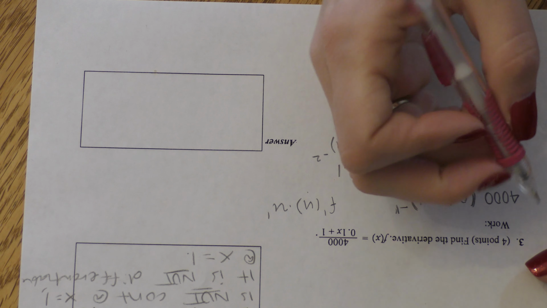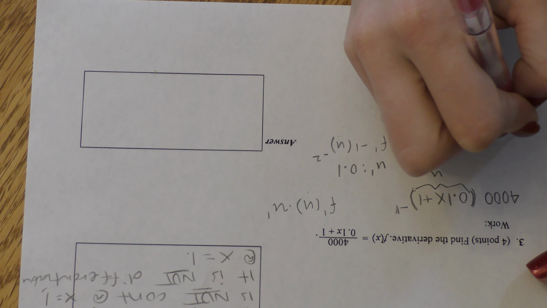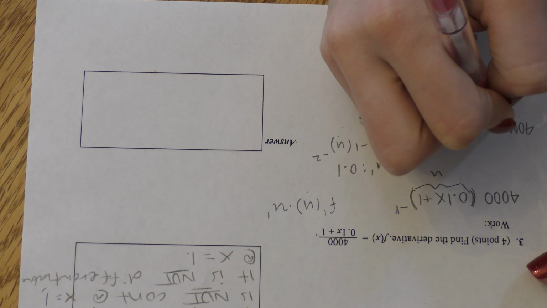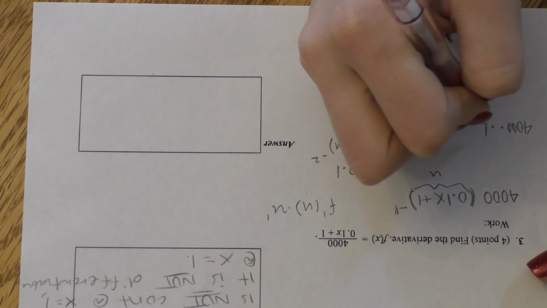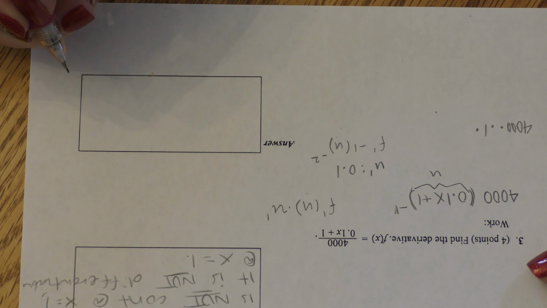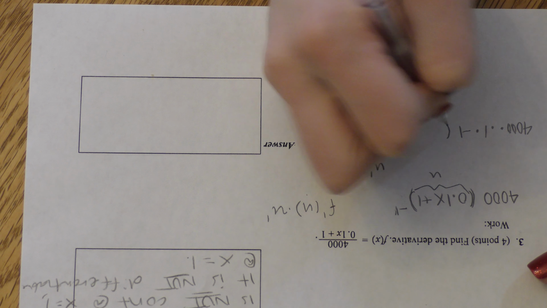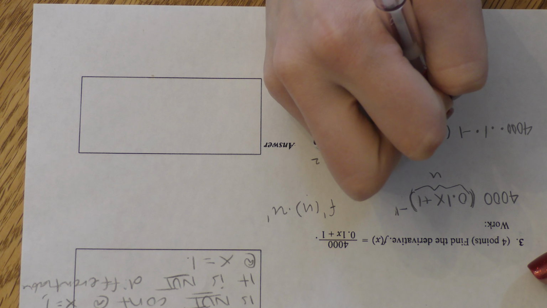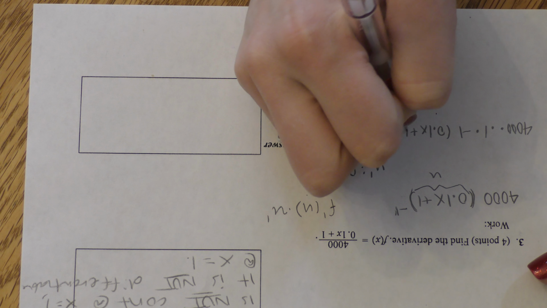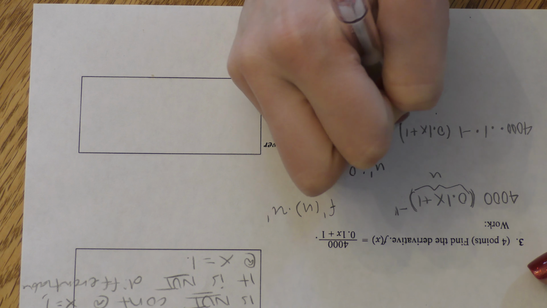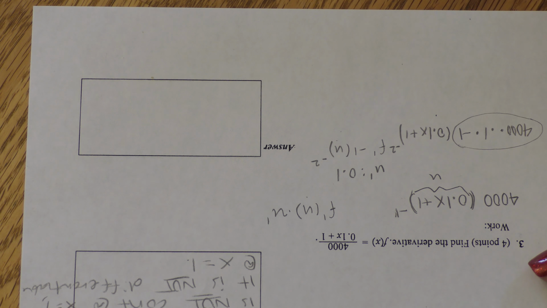So what we have is 4,000 times u prime, which is 0.1, times -1, times u, which is 0.1x plus 1 to the -2. Well, the -2 drops it back down. Of course, we can simplify this.